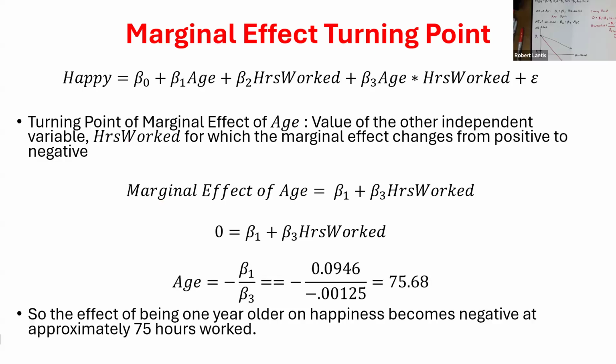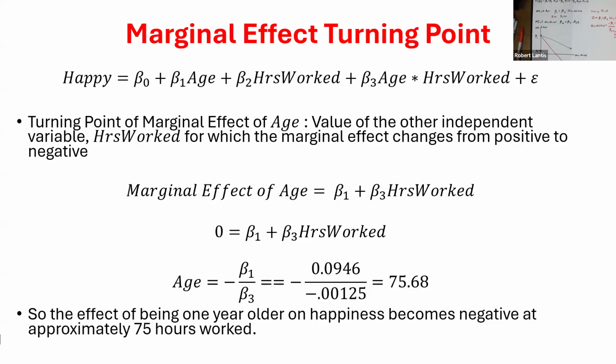Yeah. So could I say that if I'm working 75 hours a week, being younger would be happier? Yeah, right. Because if I'm working over 75 hours a week, I know that the marginal effect of age is negative. That's the effect of a one-unit increase in X. So being 1 year older, my happiness will go down. So if I'm 1 year younger, my happiness at 75 hours worked would have to go up. We're just working in the opposite direction. Yep.